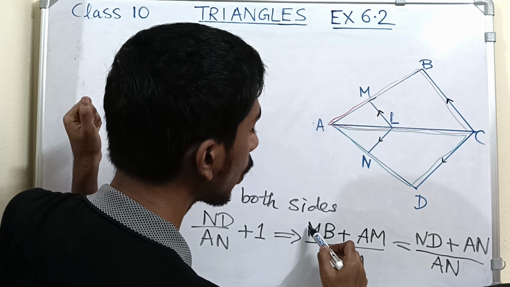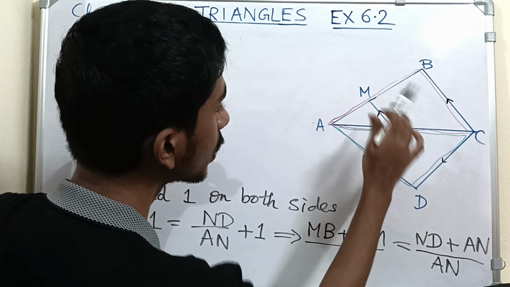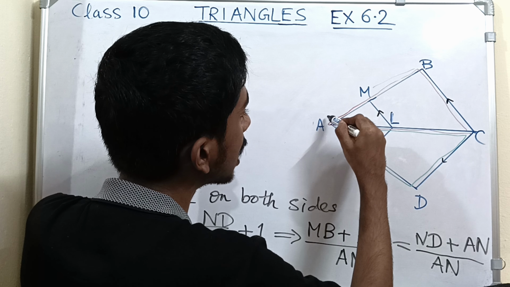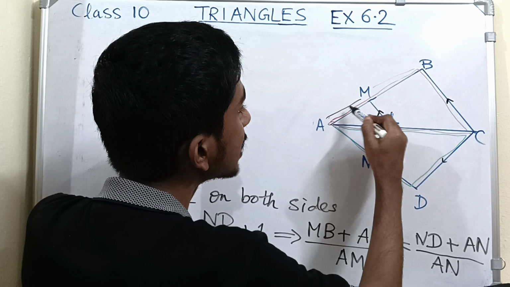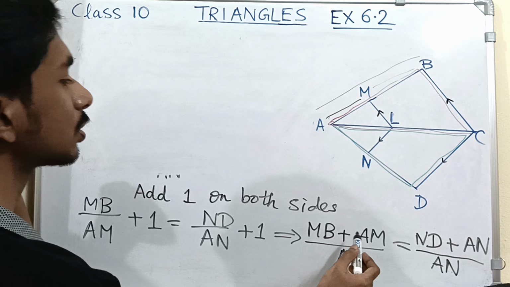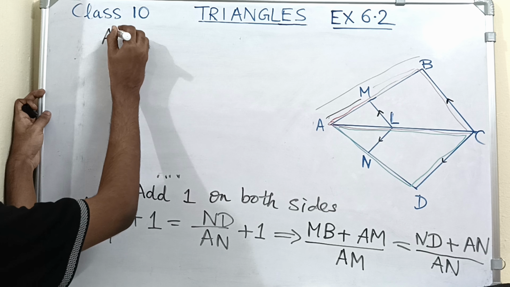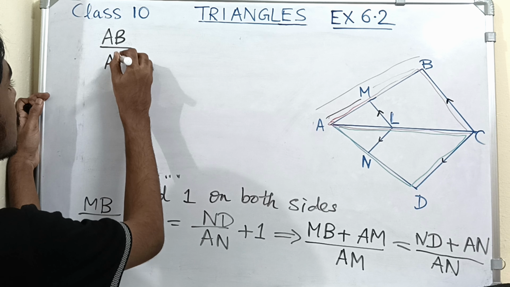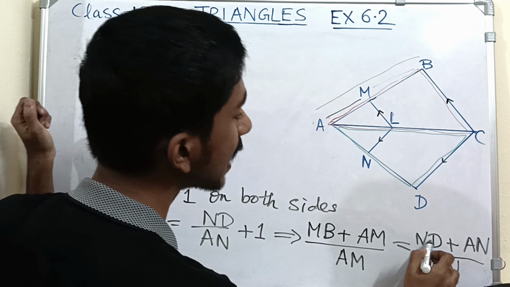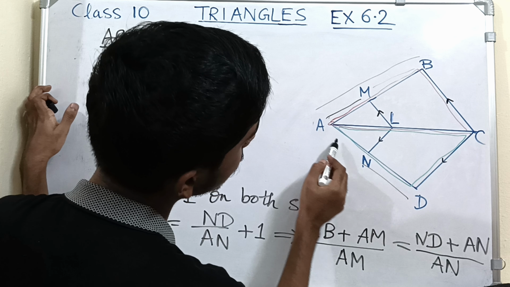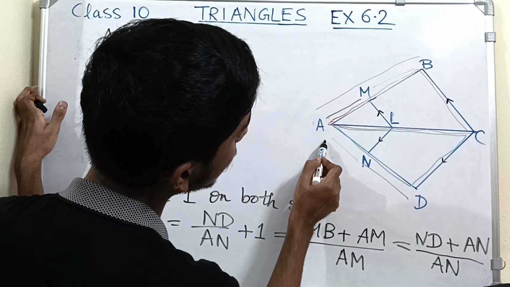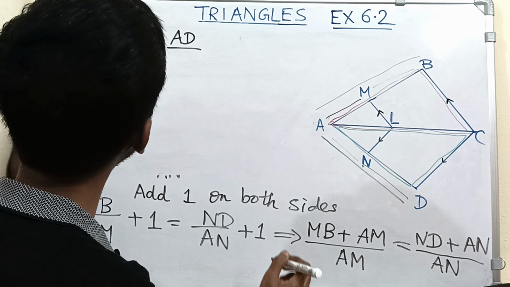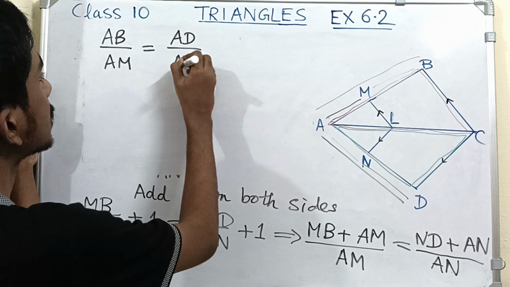Now you can see carefully what is in the numerator, MB plus AM. Now look at the figure, MB is this line segment, MB plus AM is this line segment. So MB plus AM is this complete line segment AB. So in numerator I can write AB over AM will be as it is equal to, now what is ND plus AN? This is ND, this is AN. ND plus AN is this complete line segment AD. So AD over, now denominator AN is there, let it be as it is, AN.